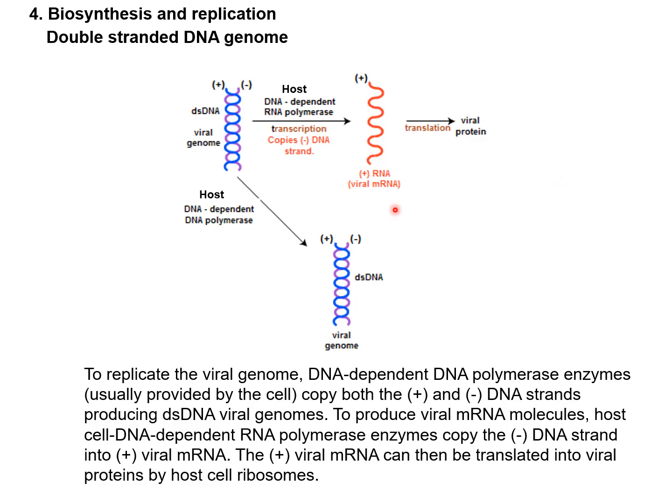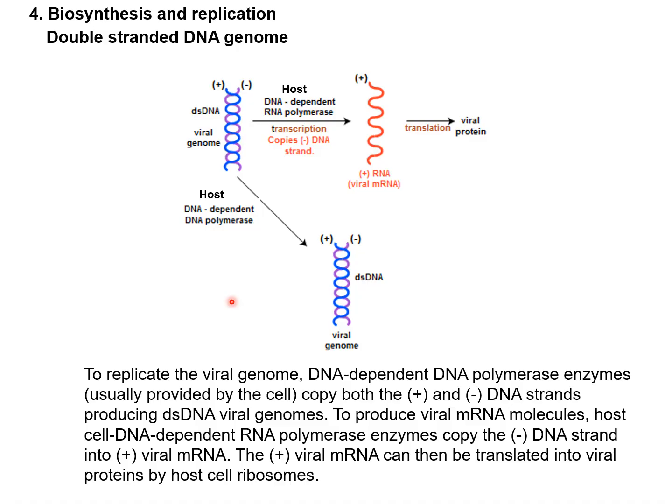So one example might be the herpes viruses. Herpes viruses have their own DNA polymerase. They are double-stranded DNA viruses, but they do not use the host DNA polymerase. They use their own DNA polymerase.